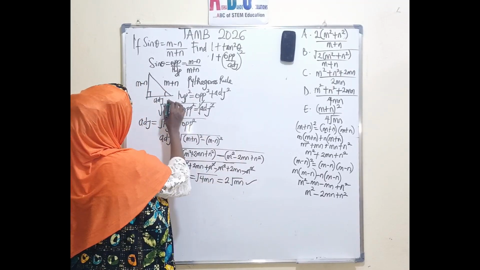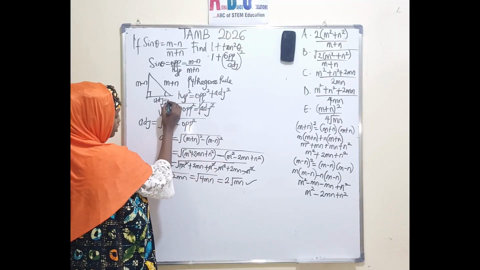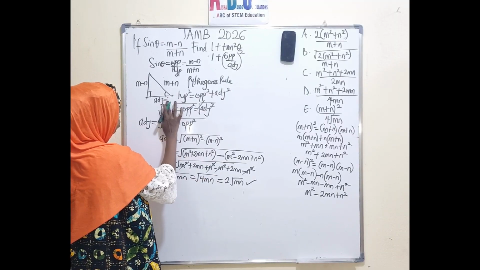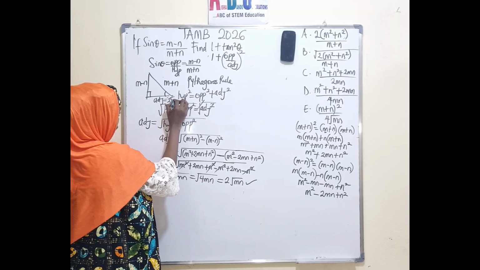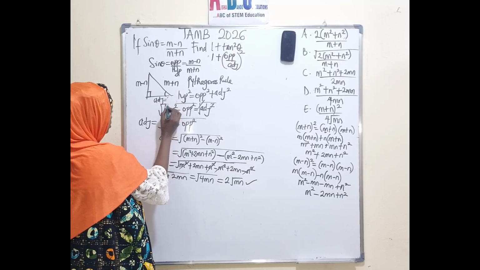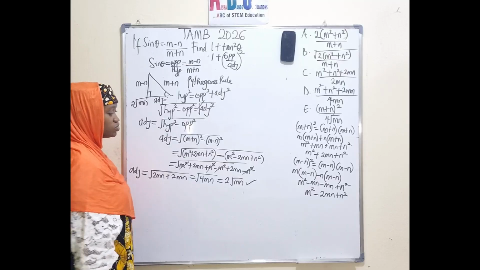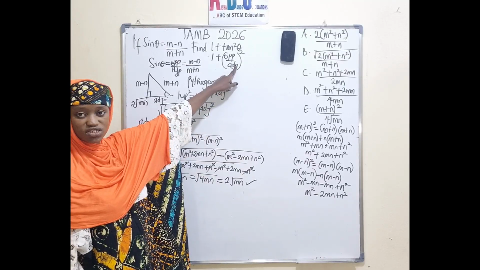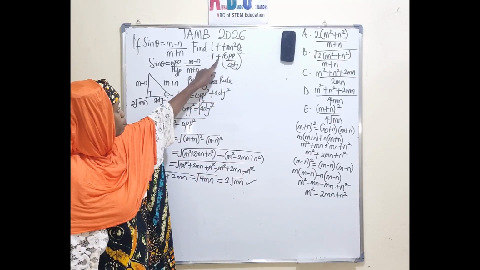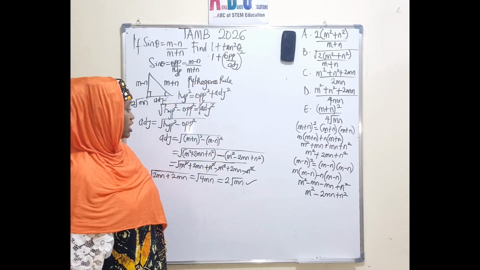So now we can come back to this triangle and substitute in the value for the adjacent, which is 2 roots mn, right? Okay, let me write it here. The adjacent, 2 roots of mn. Since we've gotten the adjacent, now we can go back to the question, which asked us to find 1 plus tan squared theta. Now let's substitute.